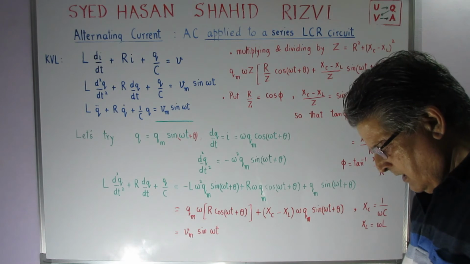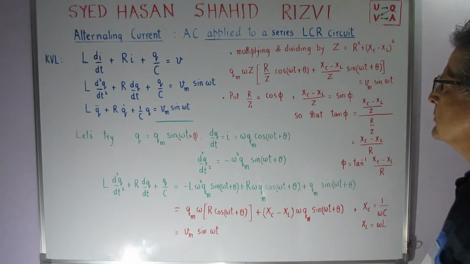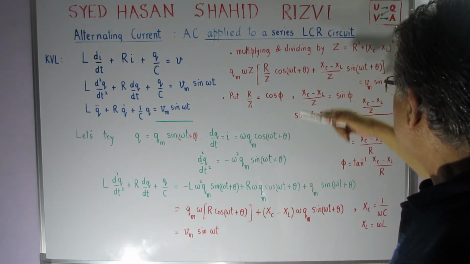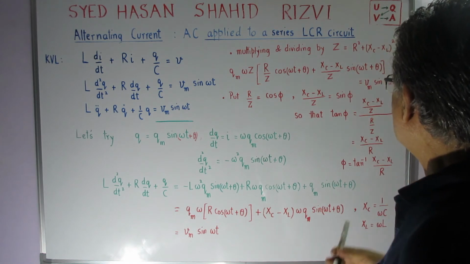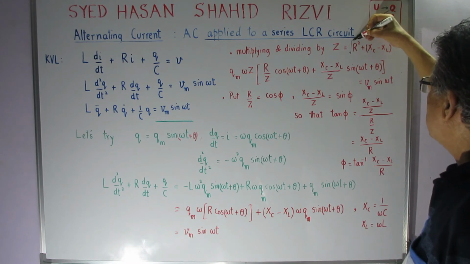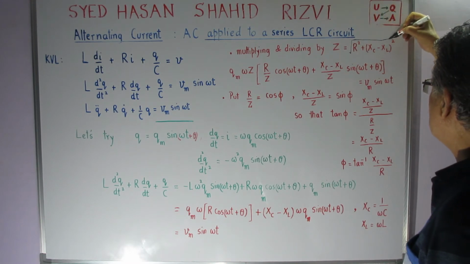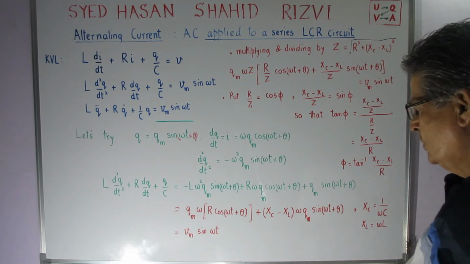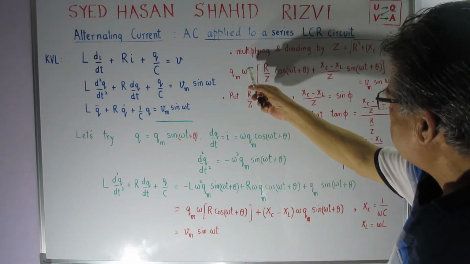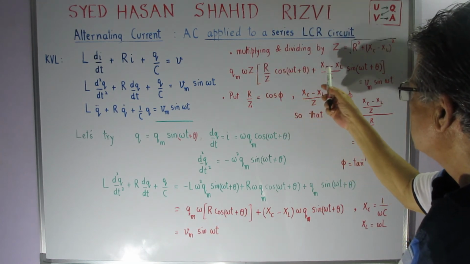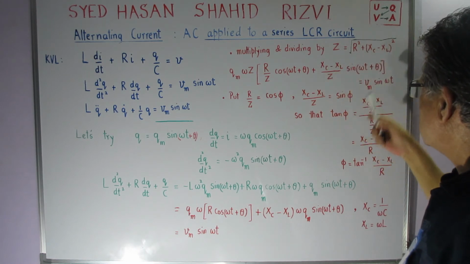Now the trick is that we multiply and divide the whole expression on the left hand side by z, where z is equal to the square root of r square plus xc minus xl whole square. So what I get is qm omega z multiplying and dividing, so z is here, r upon z into cos of omega t plus theta, and xc minus xl upon z sine of omega t plus theta.